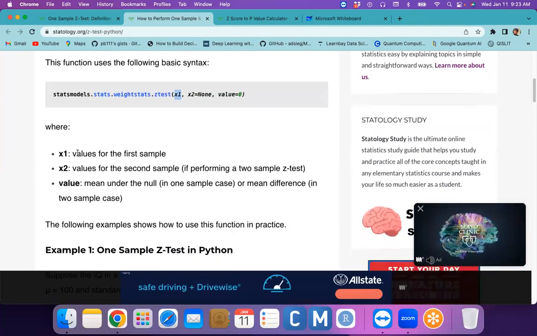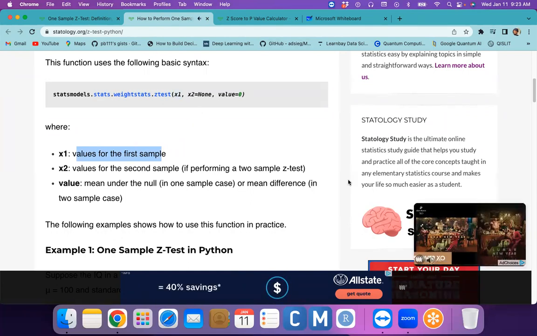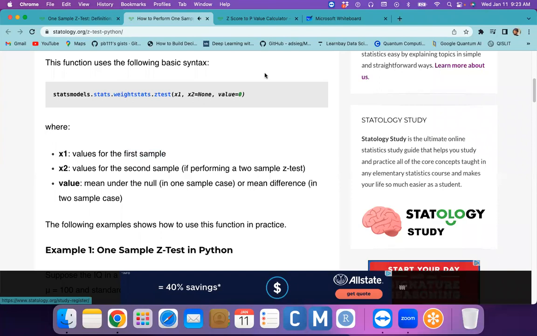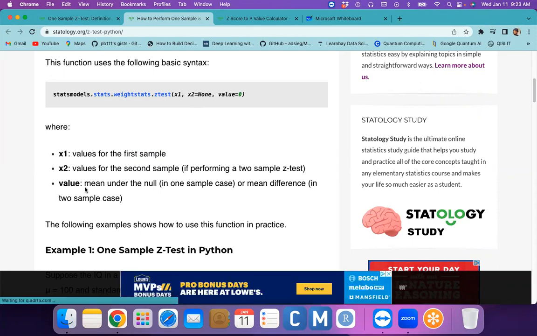So x1 is the value of the first sample. If you're doing two samples, then you can also provide x2. The value is nothing but your mean under the null. So what exactly you're providing is the mean value, and that mean value we can provide.